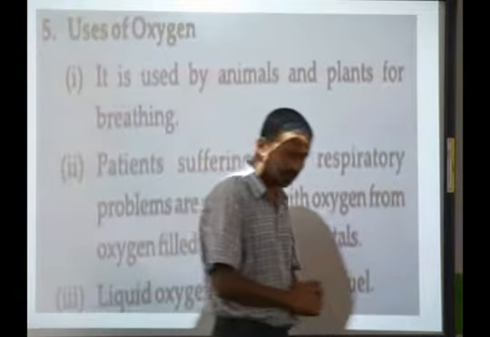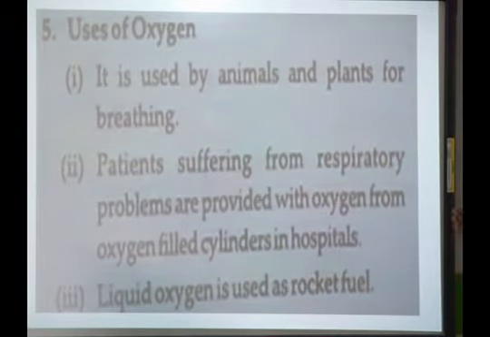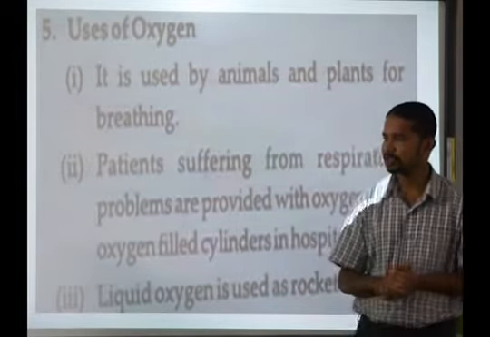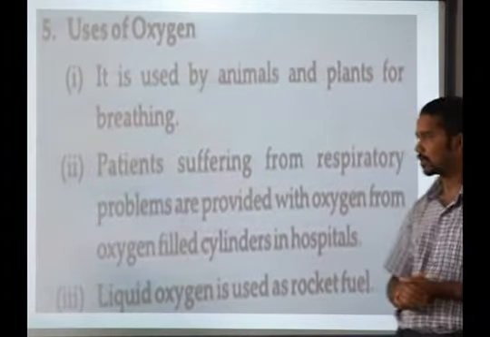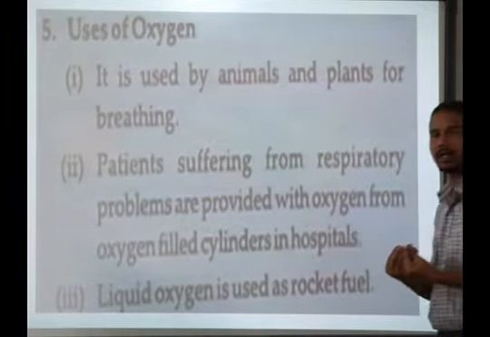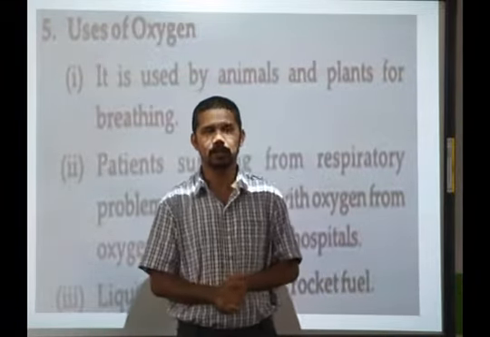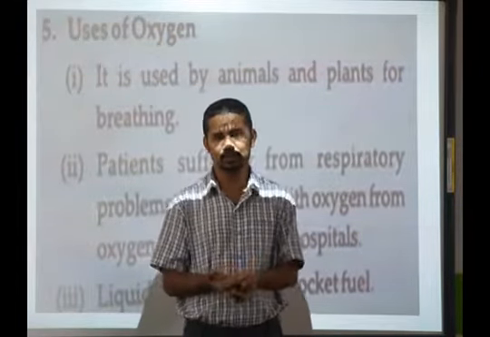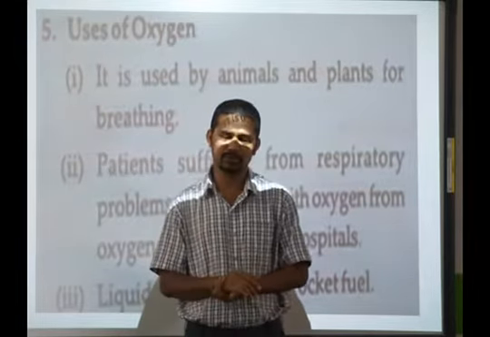Then uses of oxygen, as you are very much familiar with. Number one, it is used by animals and plants for breathing. Patients suffering from respiratory problems are provided with oxygen from oxygen-filled cylinders in hospitals, because whenever we inhale oxygen, this oxygen combines with the digested food in order to release energy. So without oxygen, we cannot release energy out of food.